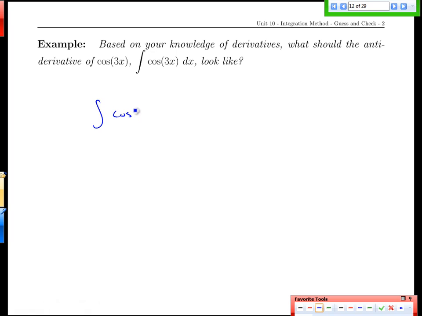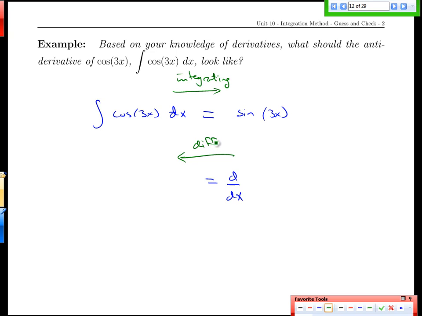Well, let's remind ourselves of the sequence here. Whatever function we put as the answer here, we might say cos of... oh, it wouldn't be cos, would it? It would be sine. Let's say sine of 3x. We can always check it by differentiating. So here we're integrating, or anti-differentiating. I'm just going to start calling it integrating from now on most of the time. We should be able to go back and get our cos of 3x back by taking that same function and differentiating it.